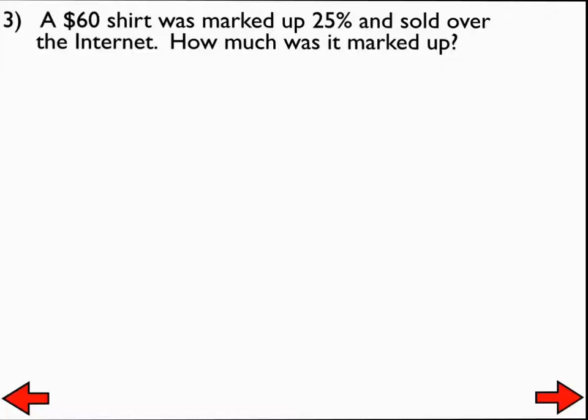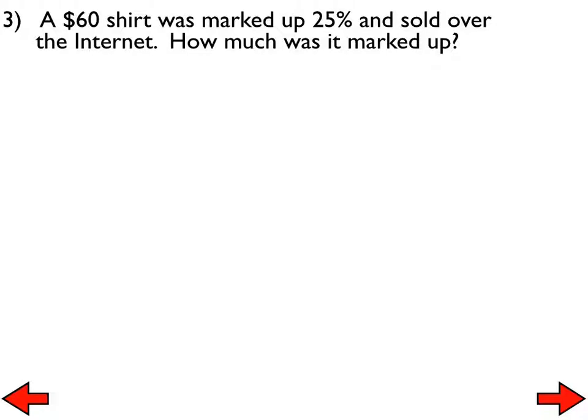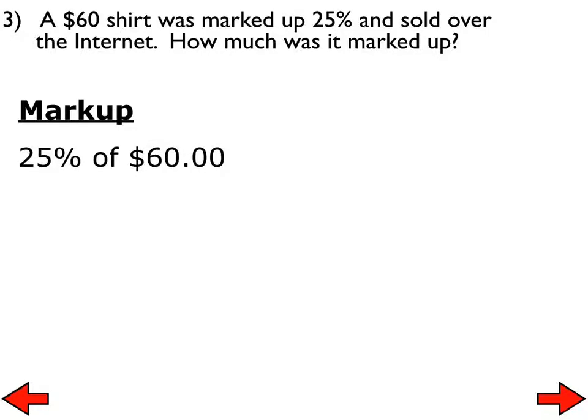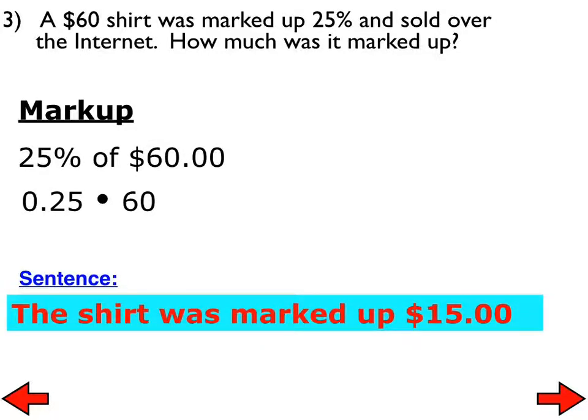All right, everybody try number 3, please. So like the other problems, we're finding the amount of markup, 25% of $60. That's 0.25 times 60, so that means that the shirt was marked up $15.